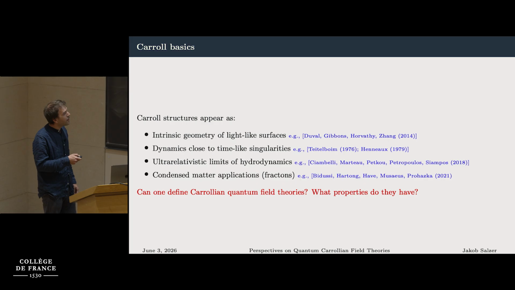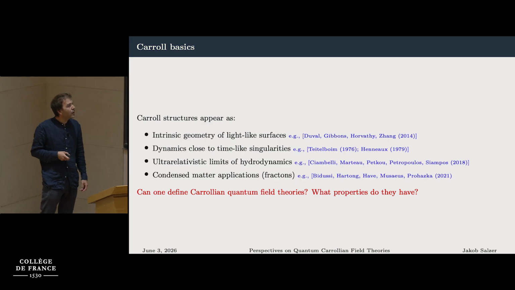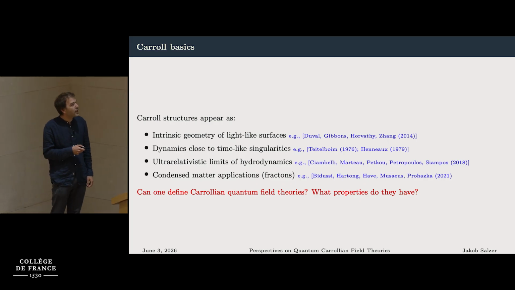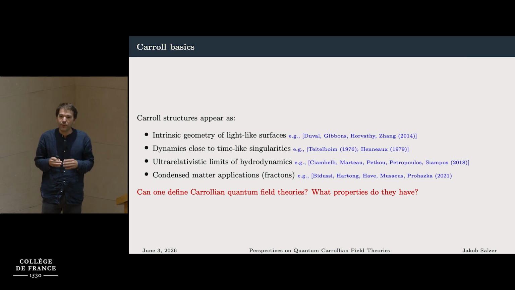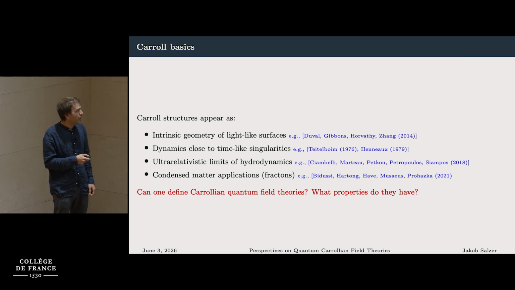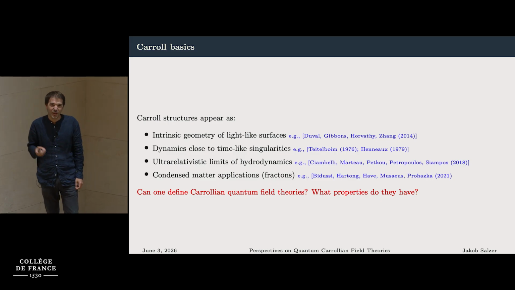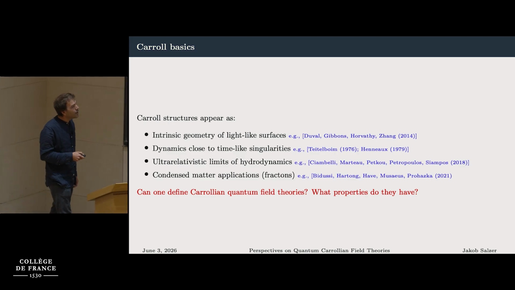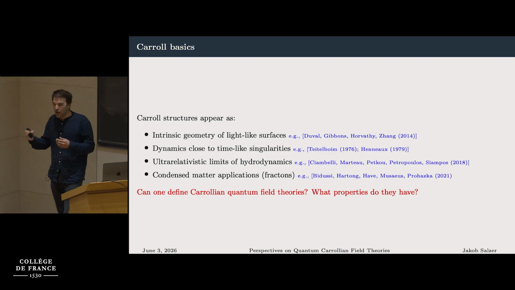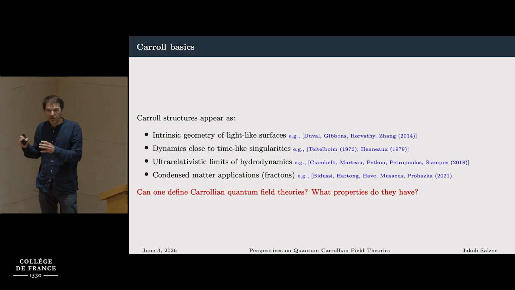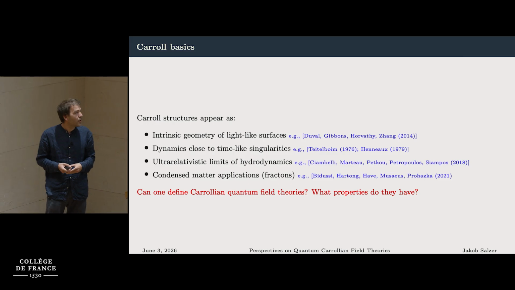Then, which I think was one of the original motivations to study this, the dynamics close to time-like singularities look like they're effectively happening in a Carrollian geometry. And again, time-like singularities is a very important topic in GR. Finally, you can consider hydrodynamics and take ultra-relativistic limits of them. Again, you will see these Carroll structures emerging.